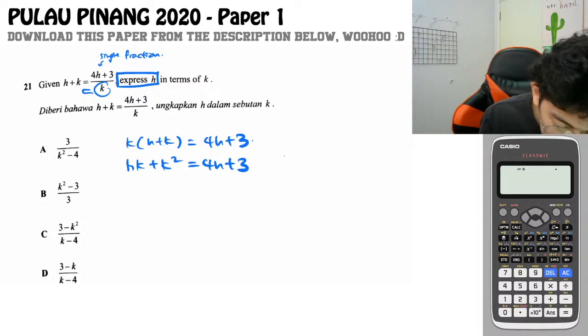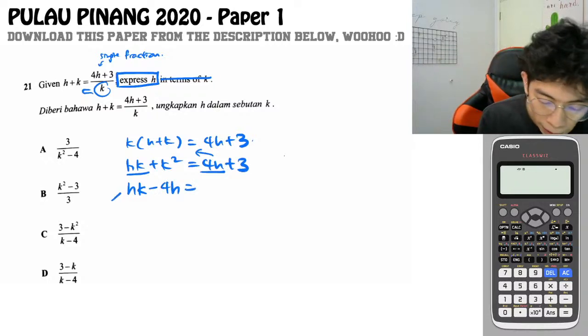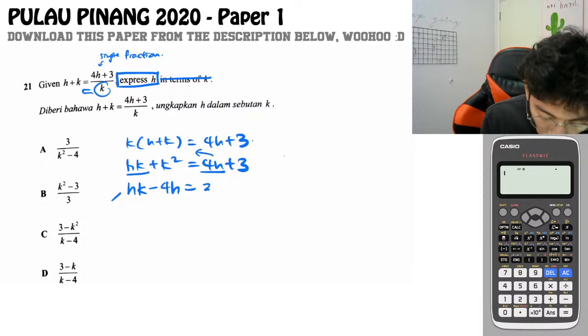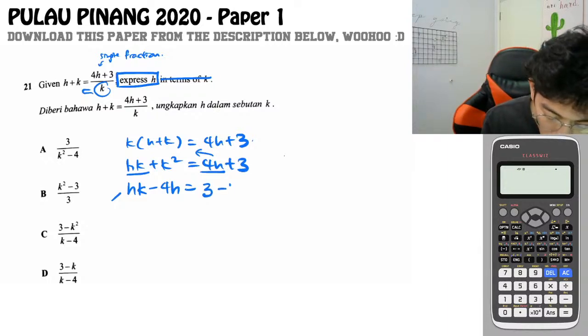They say express H basically means H equals to what, right? So you're gonna bring all the H together. So HK is there. You move this over, you put it behind. Can you see, start positive? That's the main idea. And the other side, the 3 is there, you put the 3 there. And 3 is already positive. You move the plus K square over and make it minus K square.